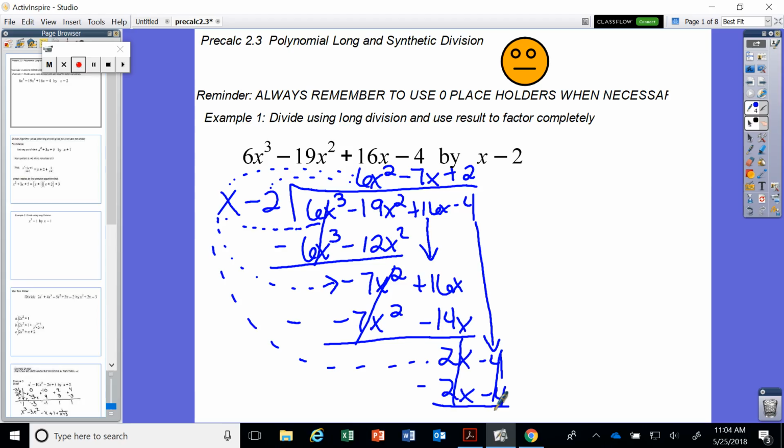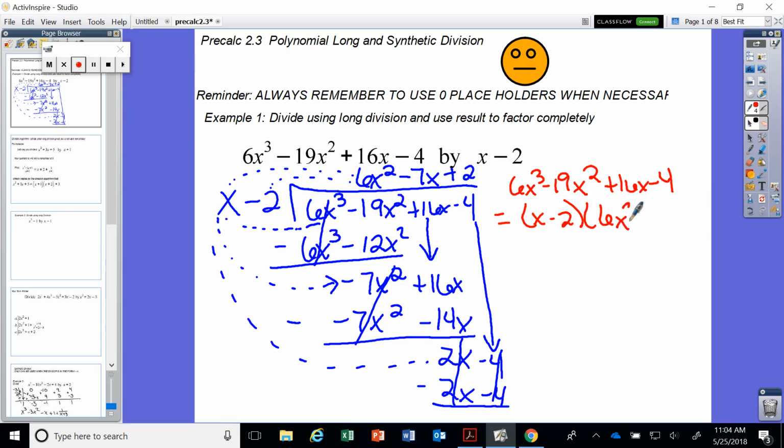Well, in my opinion, a useful way to think about long division is that it's really just a factor. What this is saying is that 6x cubed minus 19x squared plus 16x minus 4 can be written as x minus 2 times 6x squared minus 7x plus 2.